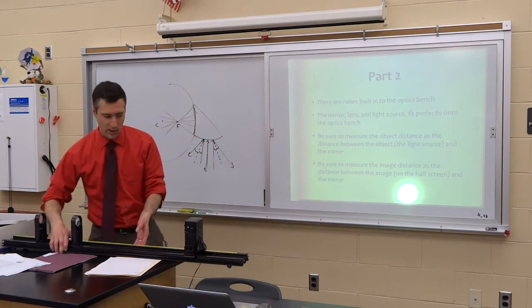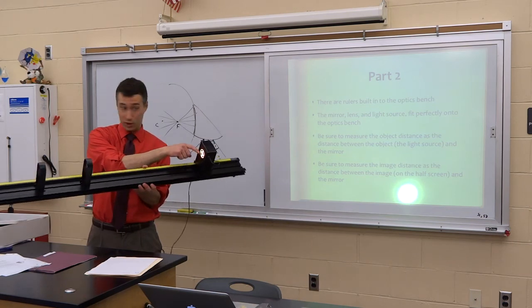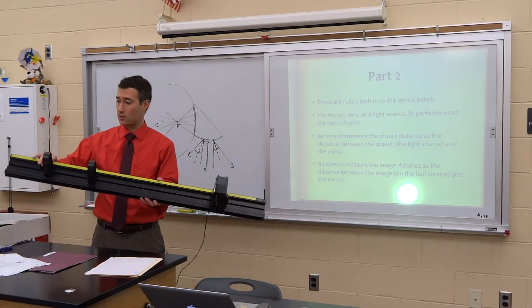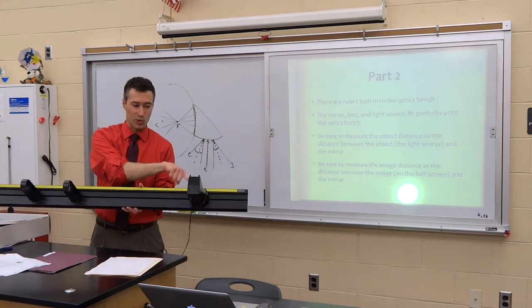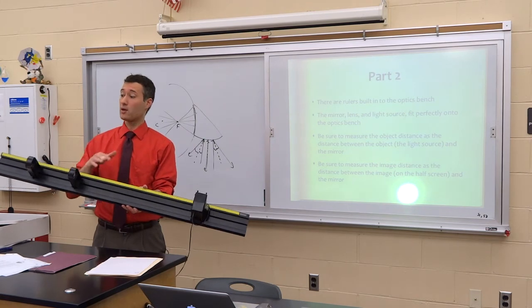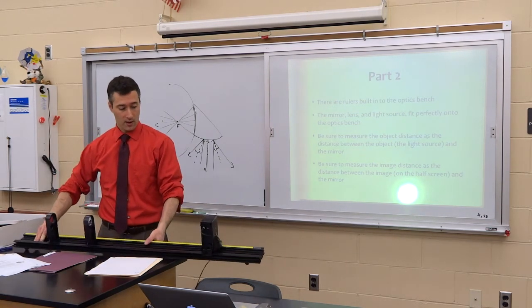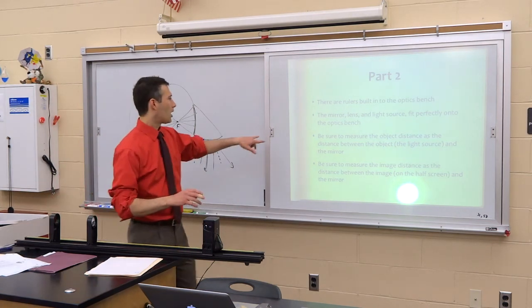I think I mentioned this already, but make sure for the object distance you're measuring the distance between the object, which is this lit up arrows, and the mirror, right? A common mistake is to measure the distance between the light box and the half screen. No, that's nothing, right? The object distance is this distance, and then the image distance is this distance.